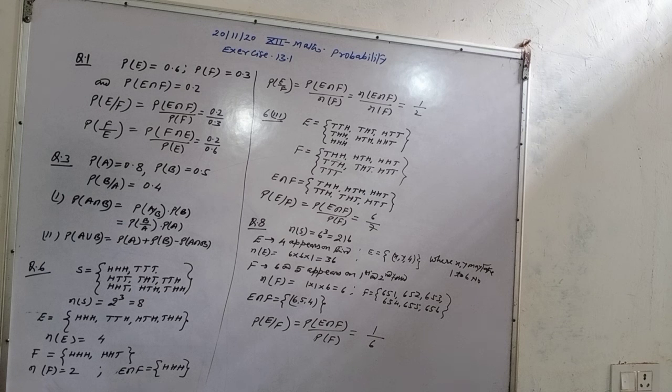Now see the second part, P(A union B). Apply the formula P(A) plus P(B) minus P(A intersection B). From the above result, putting the value, first you will find P(A intersection B), or P(A intersection B) is equal to P(A|B) into P(B) or P(B|A) into P(A). So you can determine P(A intersection B) and then put it in this formula for P(A union B).